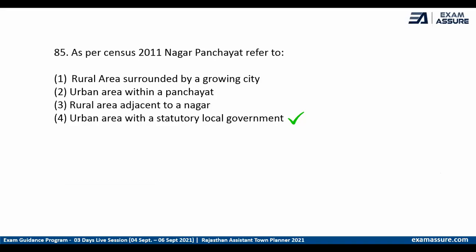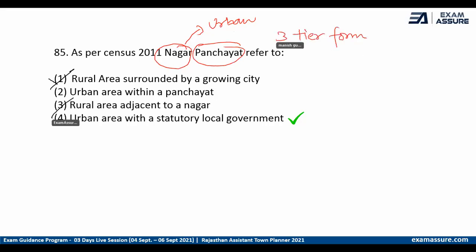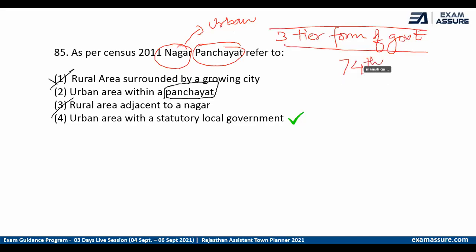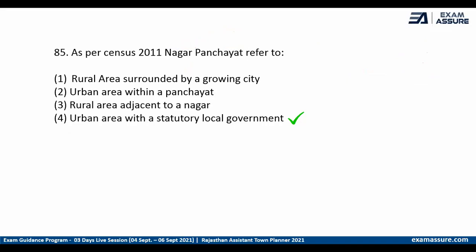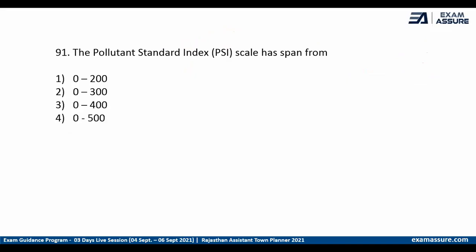As per census 2011, Nagar Panchayat refers to what? Nagar is urban. You can eliminate the rural option here, and here, urban area with the panchayat. But panchayat is something that we refer to in the village context. So again, that option is also eliminated. We have urban area with a statutory local government, and that's the answer. Let's move to the next one. It's part of the 74th Amendment Act also. Nagar Panchayat was formed under the urban area.